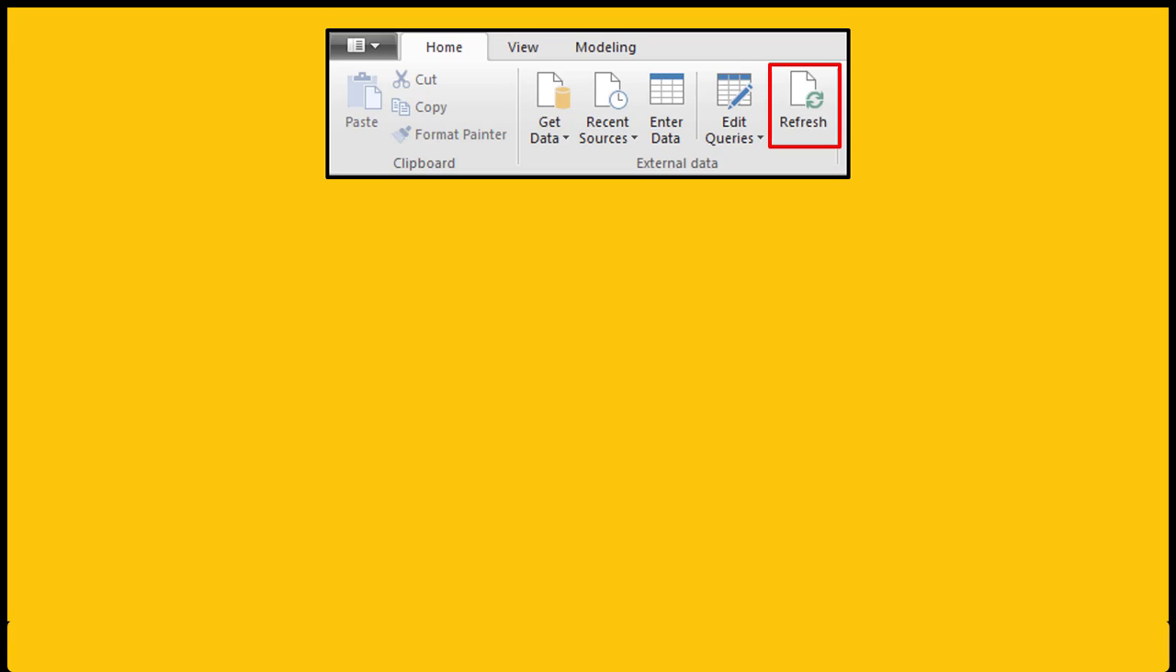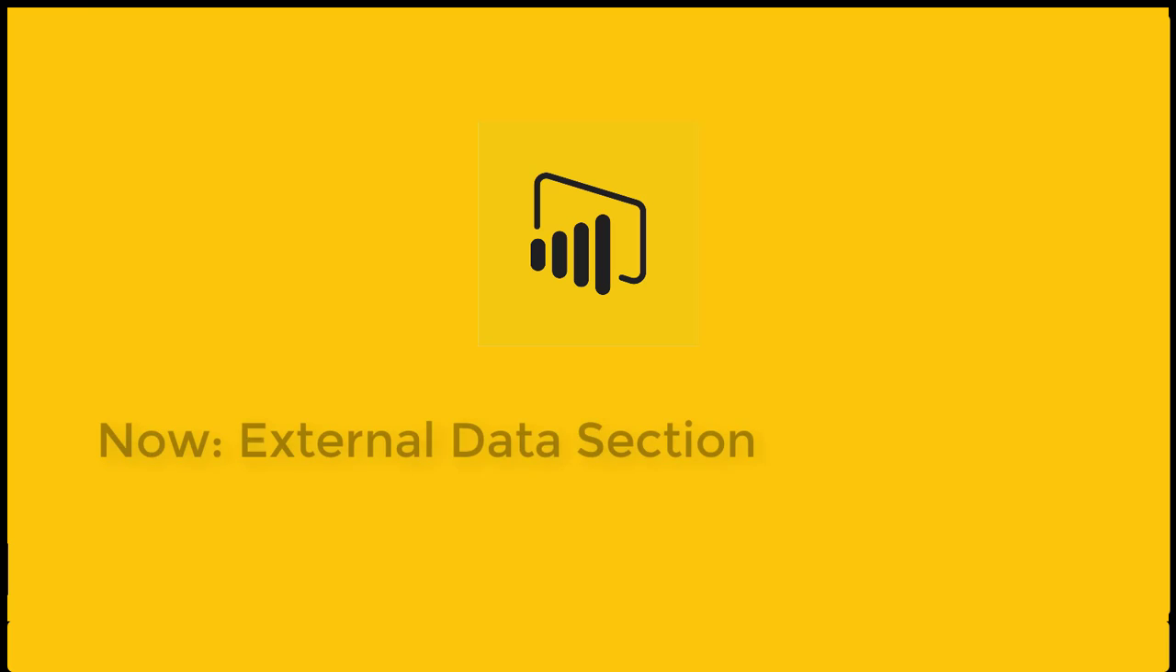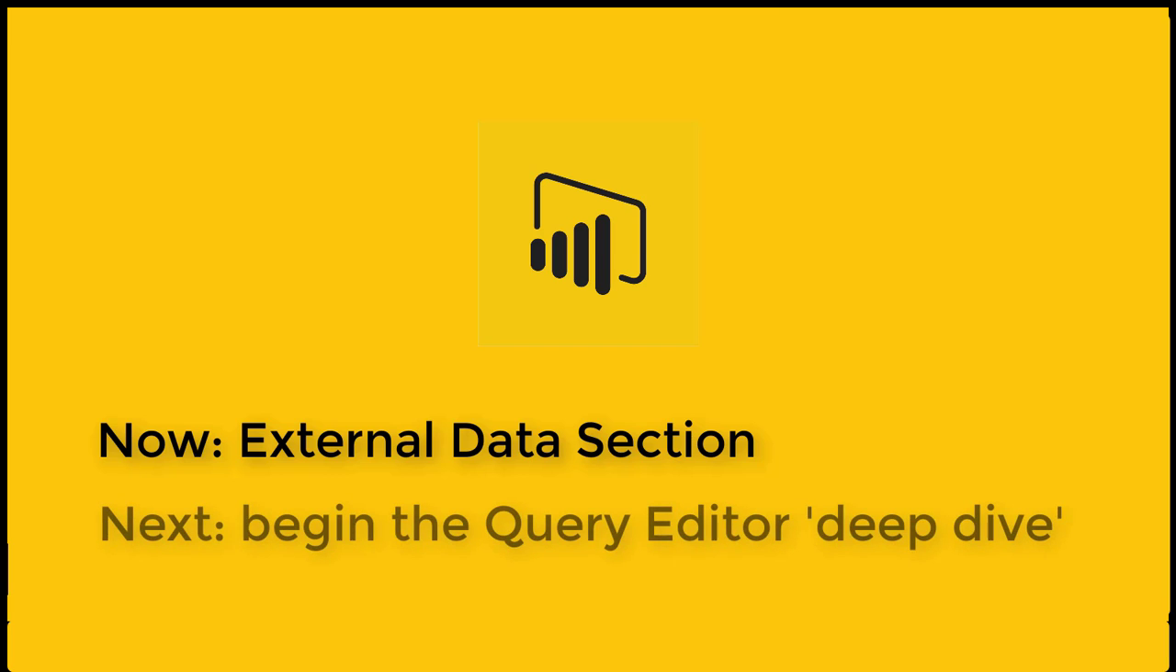Lastly, the Refresh button will refresh your data and run your transformations. That's all there is to it. We just reviewed the five buttons in the External Data section of the Home ribbon. In this lecture, we reviewed the External Data section of the Home ribbon and introduced its function. In the next lecture, we'll start diving into the Query Editor, where the data transformation magic happens.